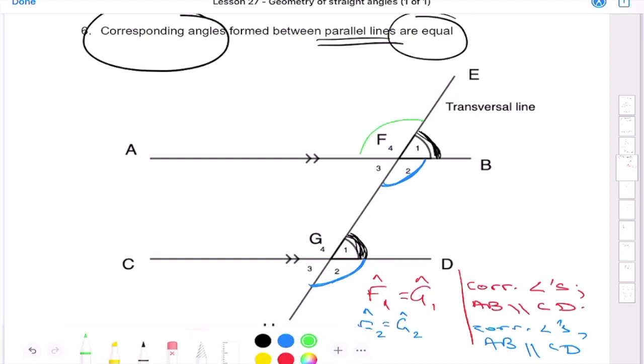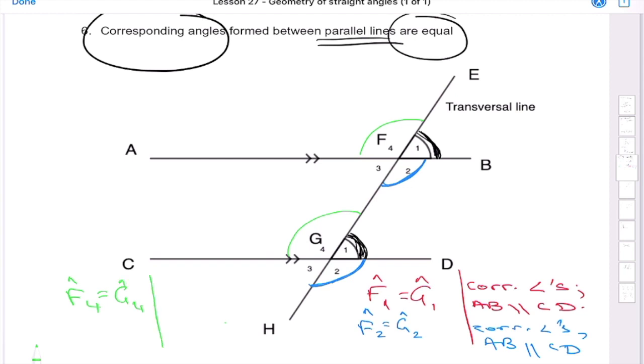If you look at F4 and you look at G4, you will notice the two angles are sitting above the parallels to the left of the transversal. So that's a similar position. Therefore, angle F4 is equal to angle G4. That's our statement. Our reason is because these are corresponding angles, then we state the parallel lines. AB is parallel to CD.